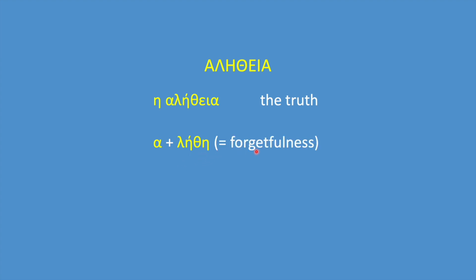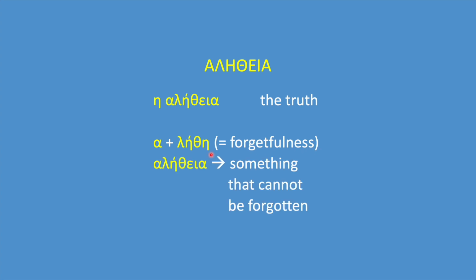Some of you may know what it means. Η αλήθεια, the truth. But do you know the deeper meaning of the word? I think it's really fascinating. Let's take a look. Αλήθεια is a compound word. It consists of the alpha privative and the word lithi, which means forgetfulness. So αλήθεια is something that cannot be forgotten.